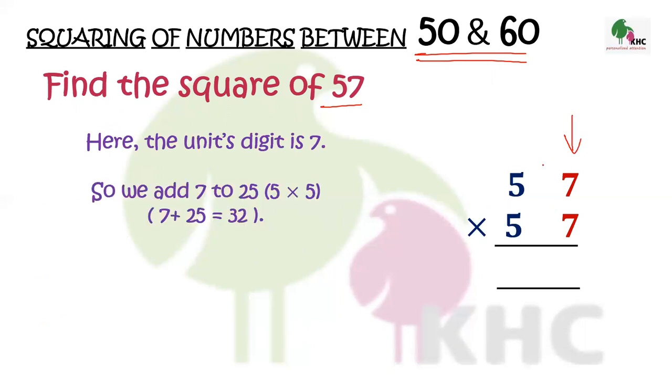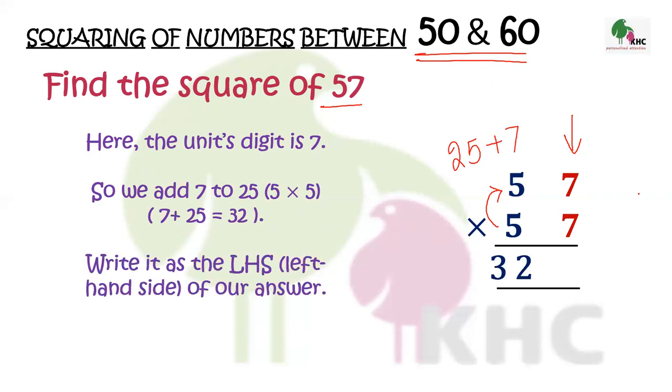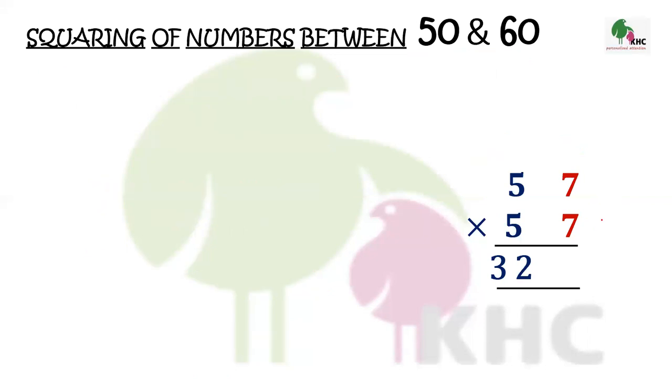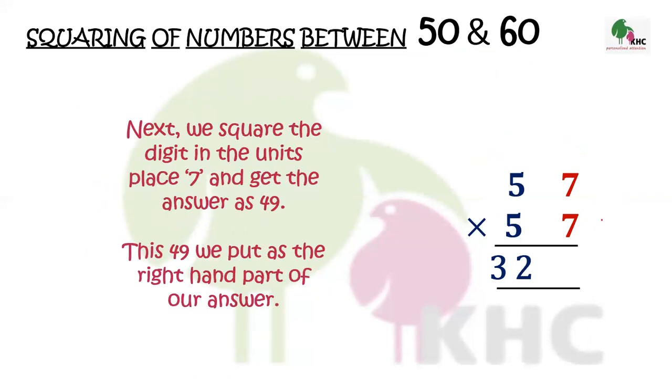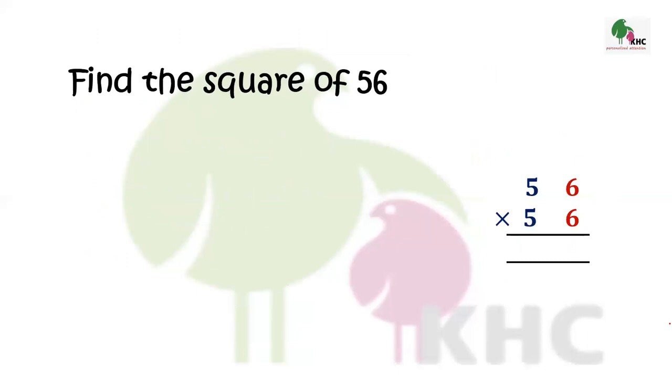We know that 5 times 5 is 25, right? So we add the units digit to this 25. The answer is 32. Write it as the left-hand side of your answer. On the right-hand side, you have 7 times 7, which is 49. You complete it as the right-hand part of your answer. Therefore, the square of 57 is 3249. It is that simple, okay?